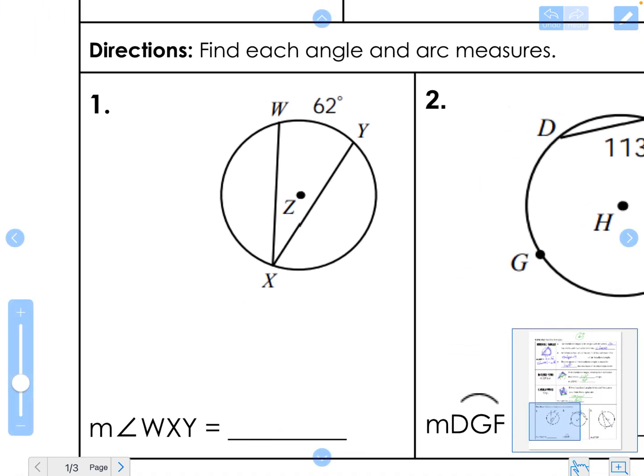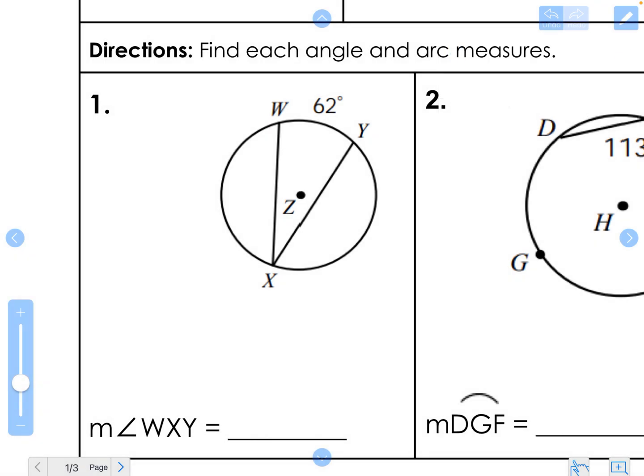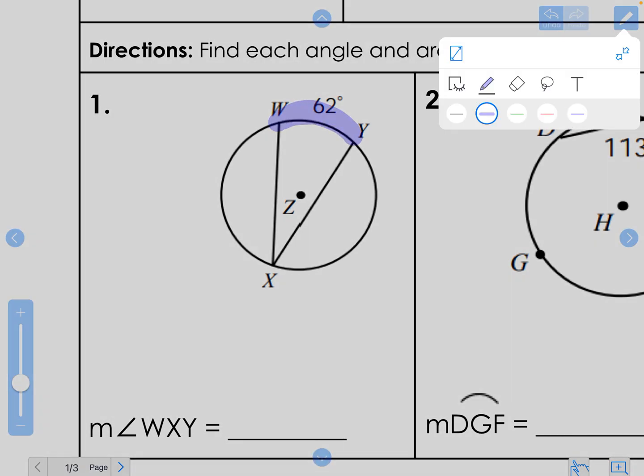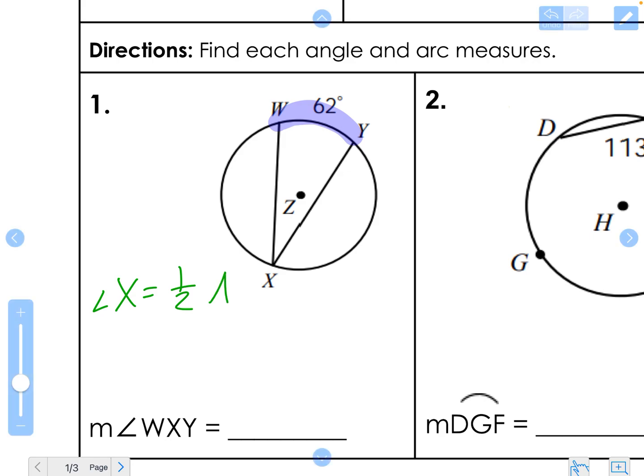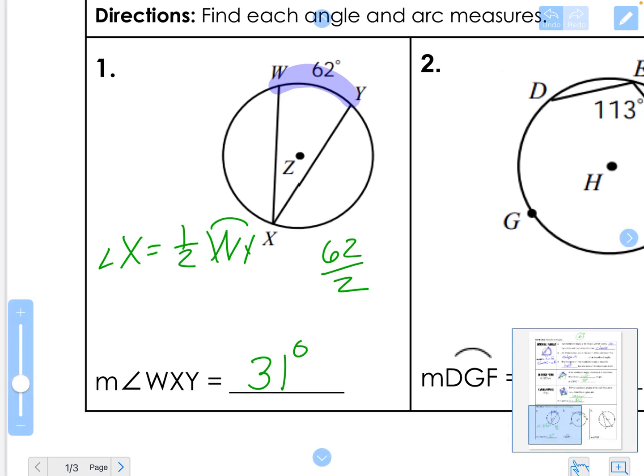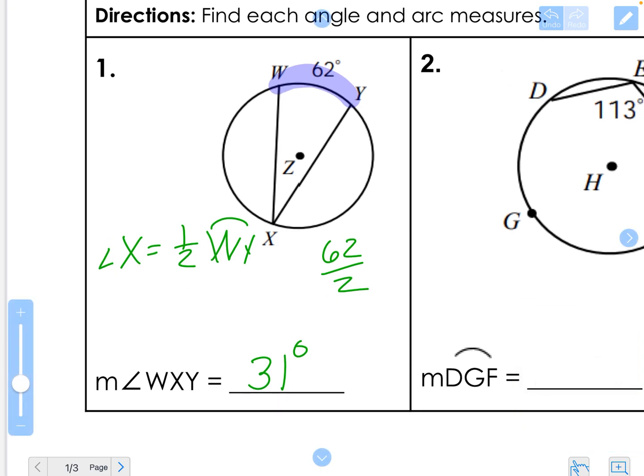So here we've got an arc WY, and we know that the angle is half of arc WY. So angle X equals 1/2 of arc WY. If we know that WY is 62 degrees, we're going to simply divide it by 2. So the measure of angle WXY is 31 degrees. And I would really love it if you paused this video here and converted 31 degrees into radians.